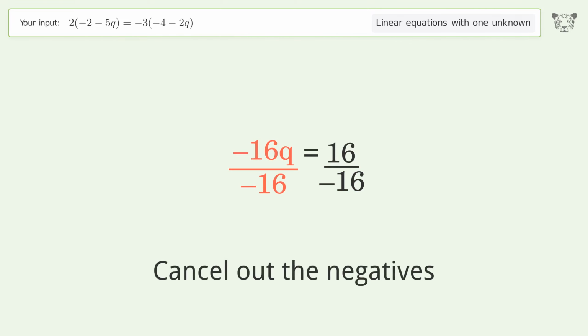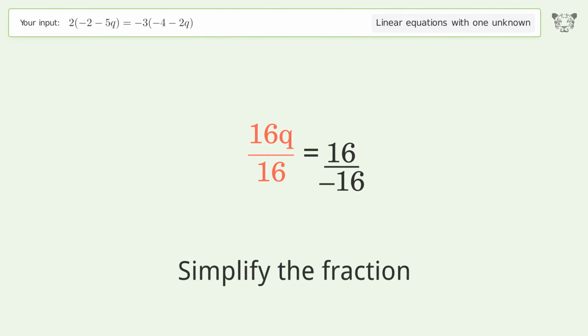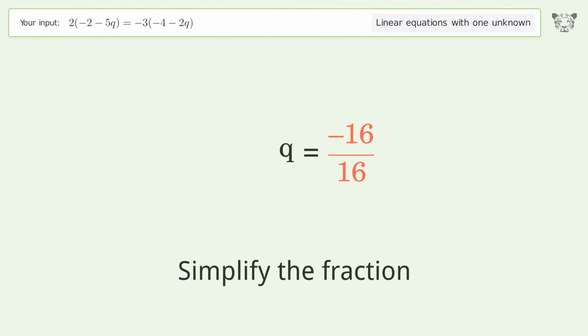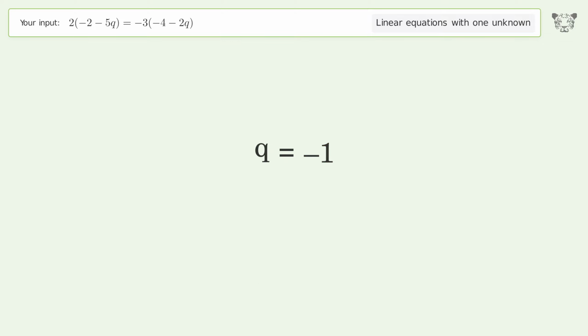Cancel out the negatives. Simplify the fraction. Move the negative sign from the denominator to the numerator. Simplify the fraction. And so the final result is q equals -1.